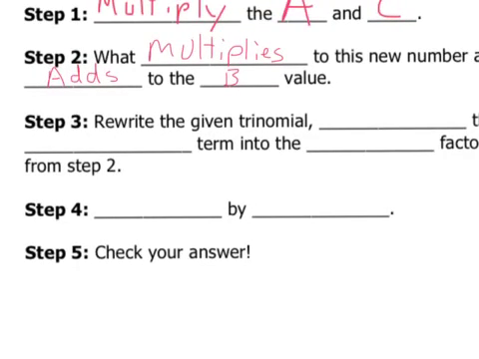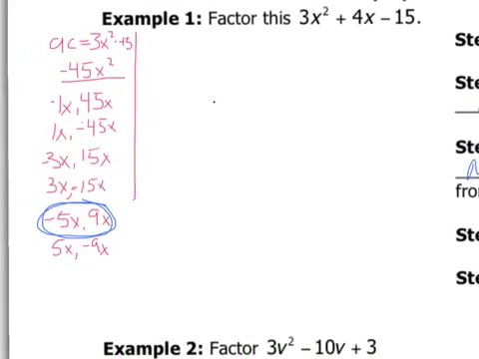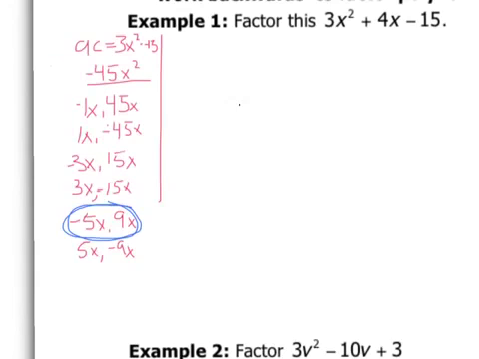Once you find that pair, now let me scroll back over here to my steps. Rewrite the given trinomial, so the given problem, breaking the middle term into the two found factors from step 2. So all I'm doing is taking the middle term and I'm breaking it apart. Remember, that was our goal. That was the only thing we needed to learn today. We already know what to do once we have 4 terms. We need to know how to break the middle one apart.